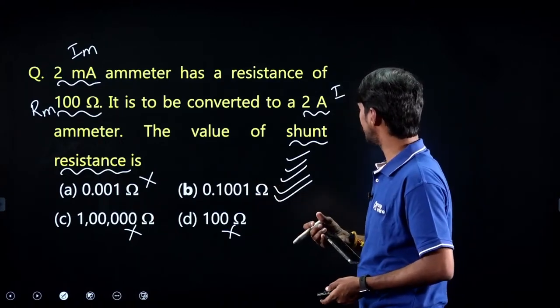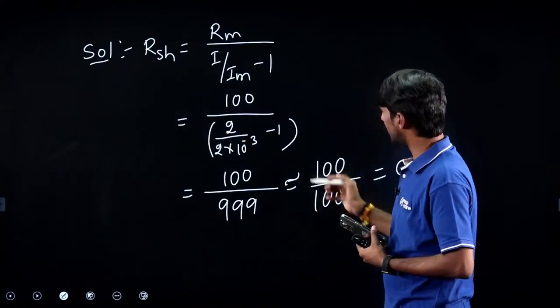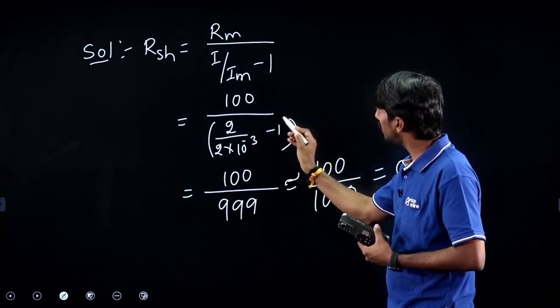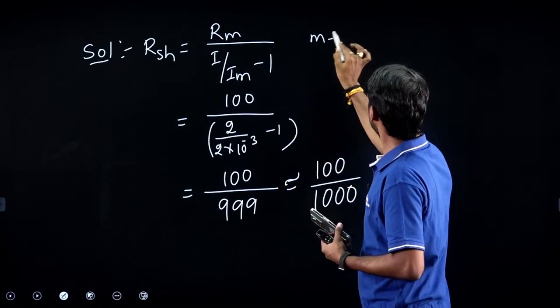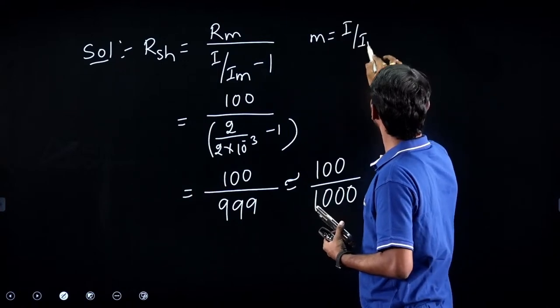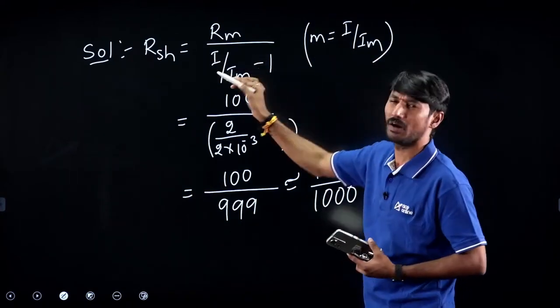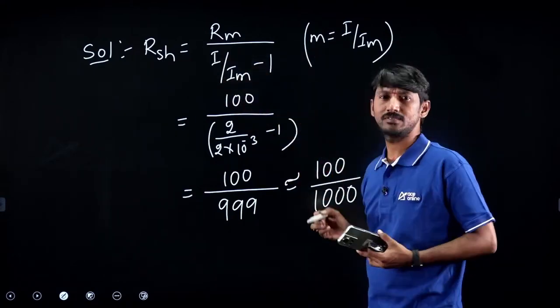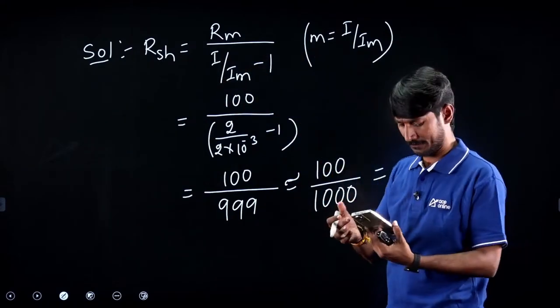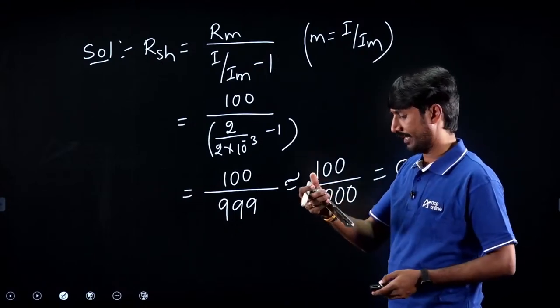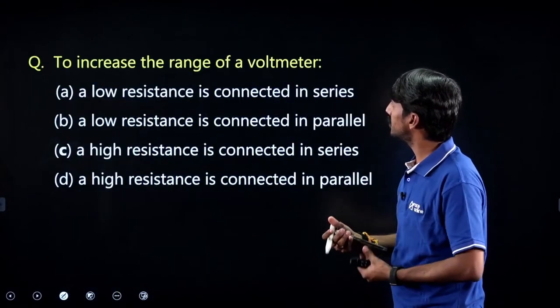Yes, M is 1000. Very good, one student gave that. Yes, M is 1000, so 1000 minus 1. Here M means I by IM. In the place of this, you can substitute M also, no problem. I gave the straight away formula. Okay, next, let us take one more question.